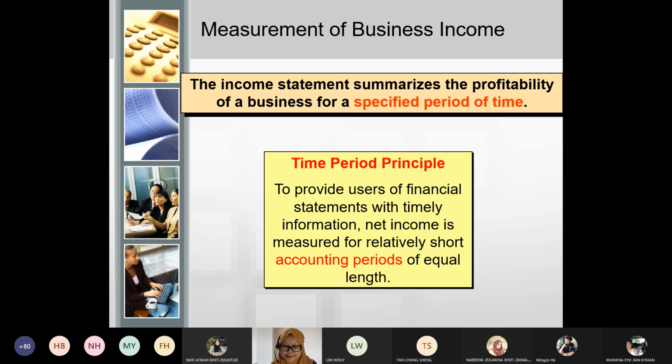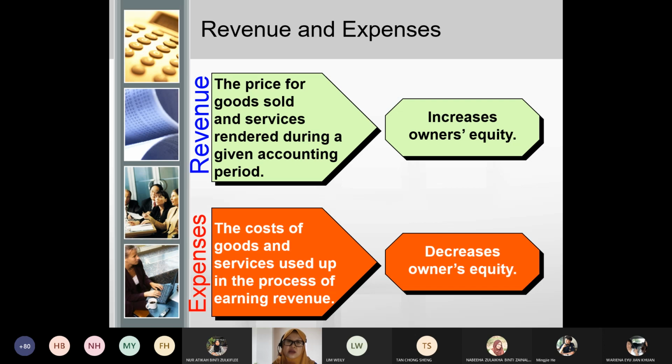Why do we have to do this for a time period? Because there are many transactions that cross from one accounting period to the next. That creates problems to the accountants and also preparers of the accounts. So that's why we have to divide it into periods of time, depending on the size of the business and how many transactions they have.